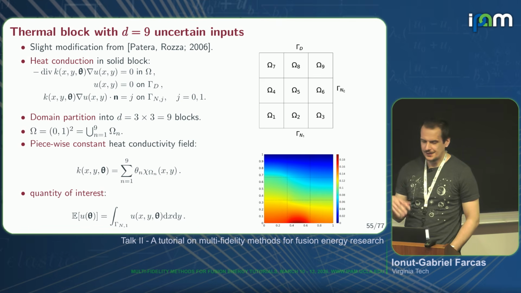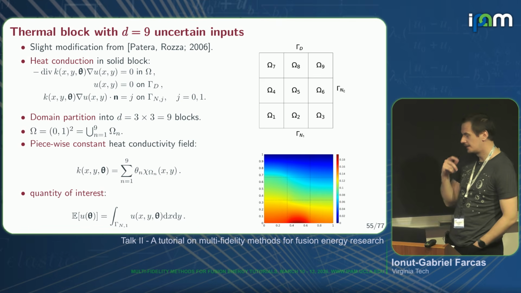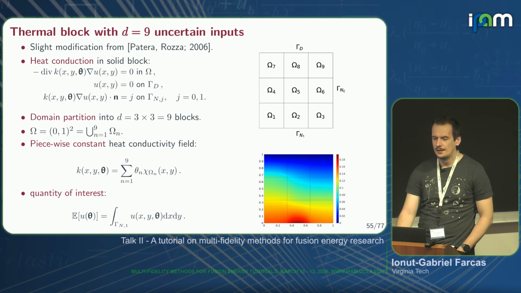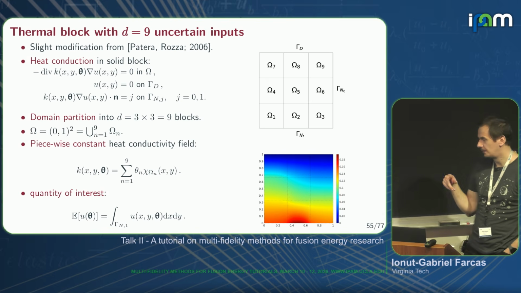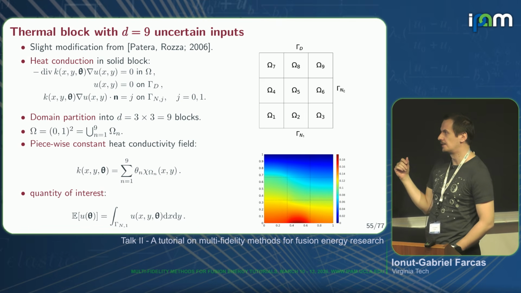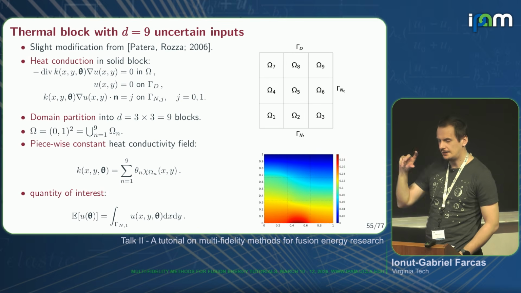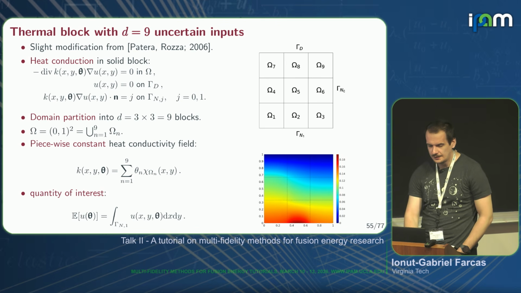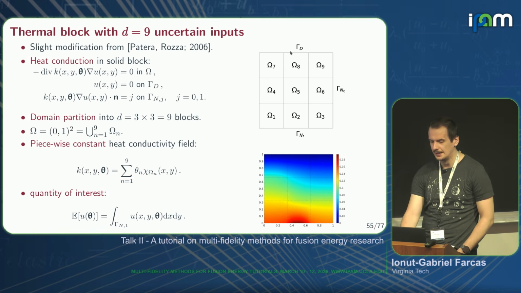The high-fidelity model is a heat diffusion equation, static, so it's elliptic. That will be important further on. The domain is partitioned into a 3x3 tile, and the heat conductivity essentially is piecewise constant here. So we have a constant heat conductivity in each subdomain. And then the quantity of interest is the mean temperature on the bottom boundary of the domain, which is a Neumann boundary. The right boundary is also Neumann, and then the top one is Dirichlet. So it's a well-studied example in the reduced spaces community and other places.